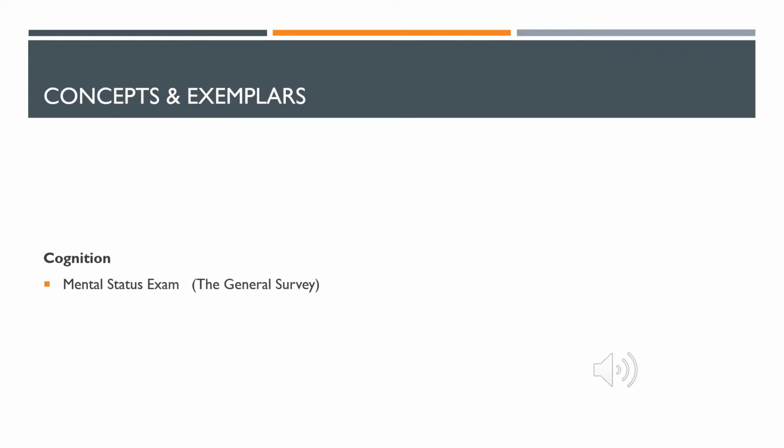The concept is cognition and the exemplar is mental status exam. You'll see throughout this presentation that there are a lot of overlaps between the general survey and the mental status exam, but the specific exemplar for this concept is mental status exam, and the concept is cognition.